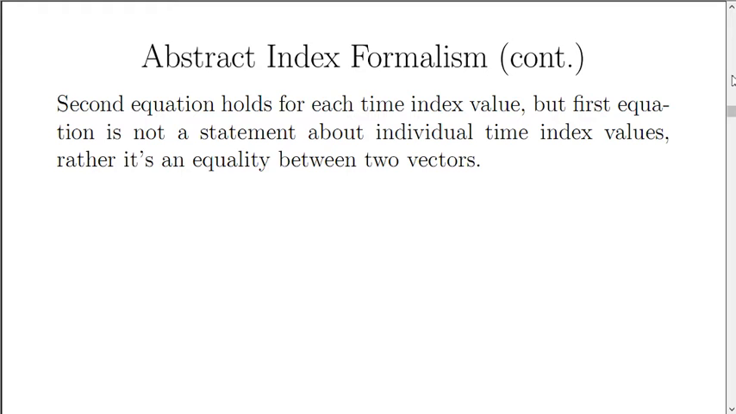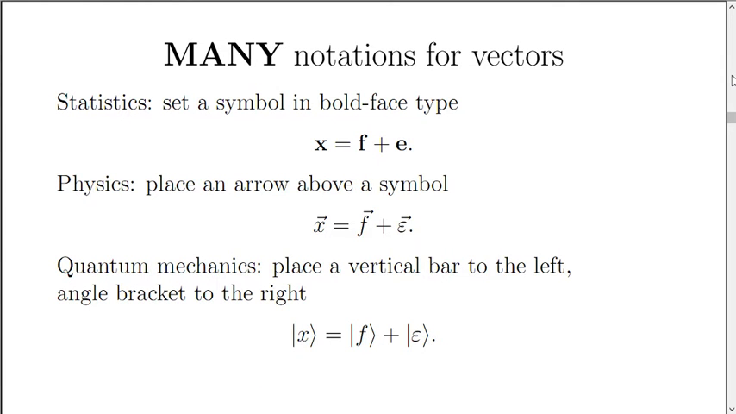So there really is an important distinction between a vector and its components. By the way, there are many notations for vectors. I could have chosen many different notations to indicate a vector as a whole. I use the abstract index notation because I like it. In statistics, often we indicate something as a vector by setting it in boldface type.